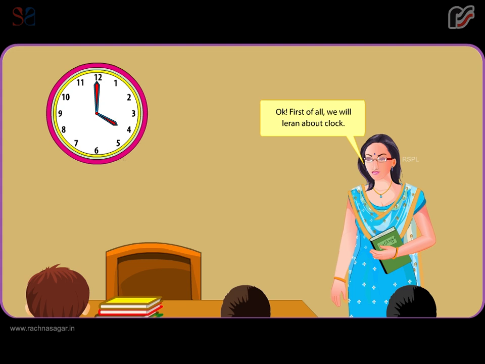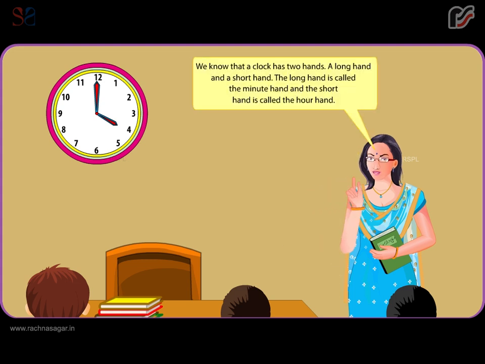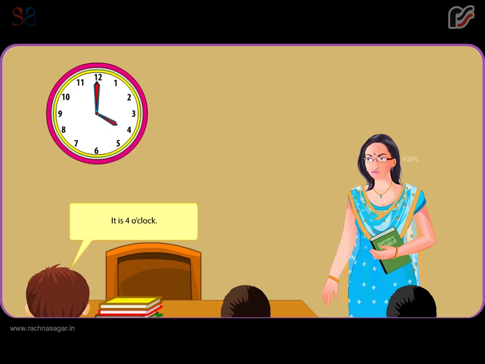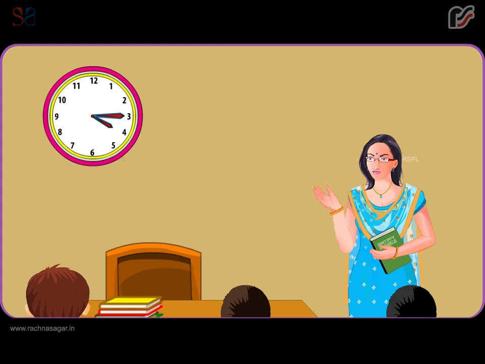Okay, first of all we will learn about the clock. We know that a clock has two hands, a long hand and a short hand. The long hand is called the minute hand and the short hand is called the hour hand. Can anyone tell what the time in the clock is? It is 4 o'clock. What is the time now? It is 4:15.